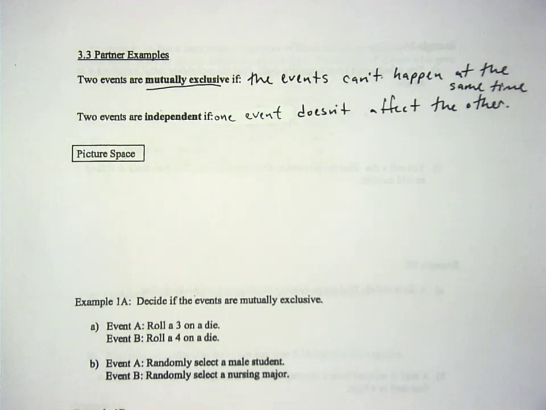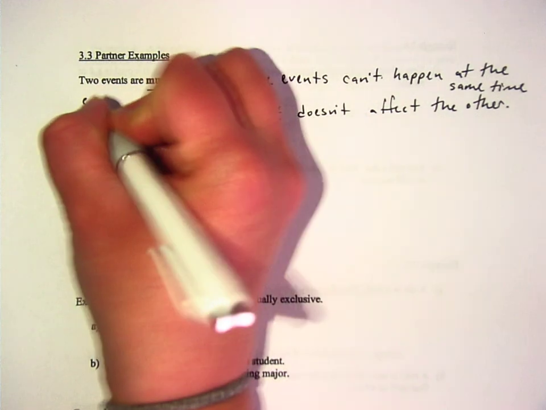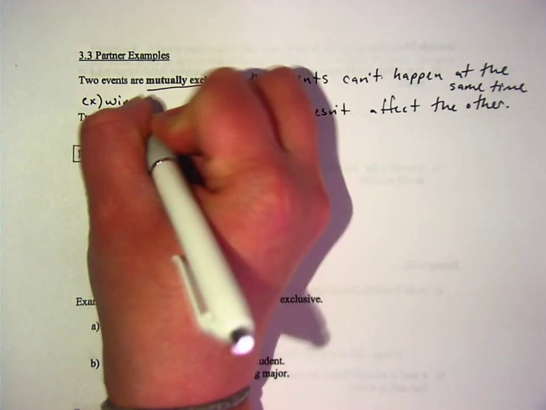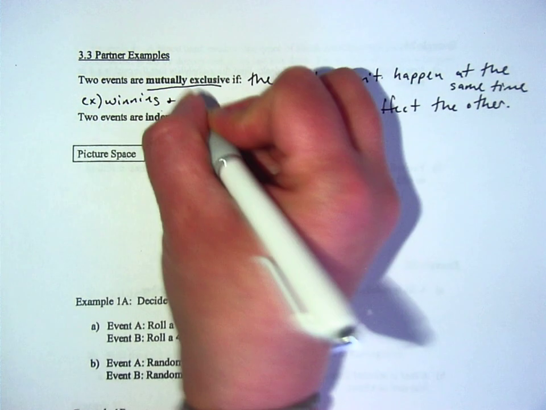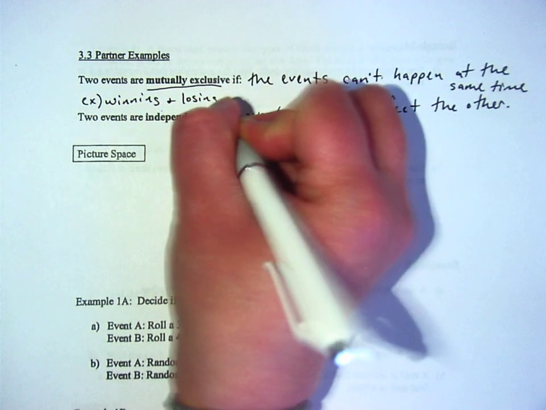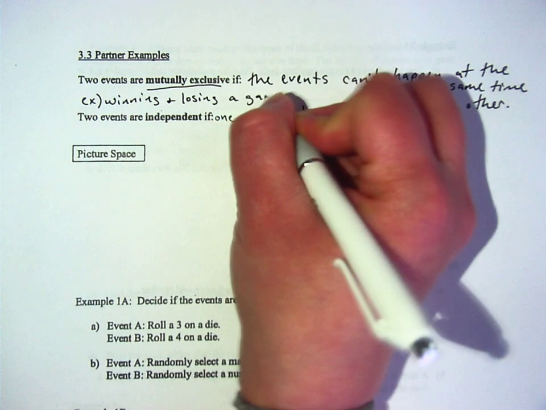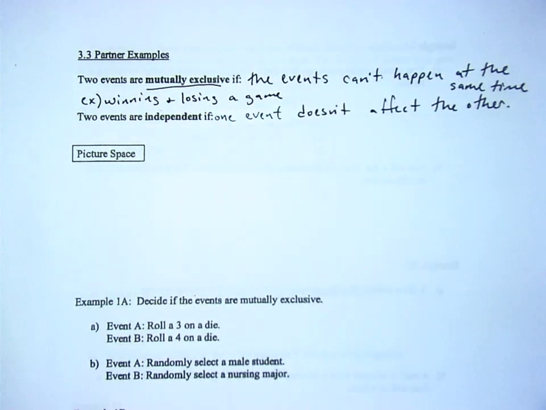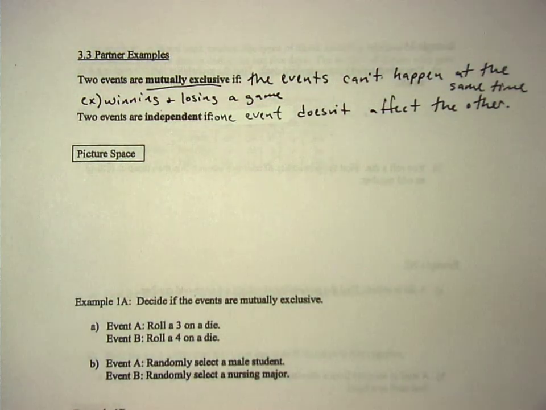Winning and losing, like you can't win and lose a basketball game at the same time. That's a good example. Winning and losing a game. I mean, sure, there can be a tie, but I wouldn't call a tie winning or losing, would you?